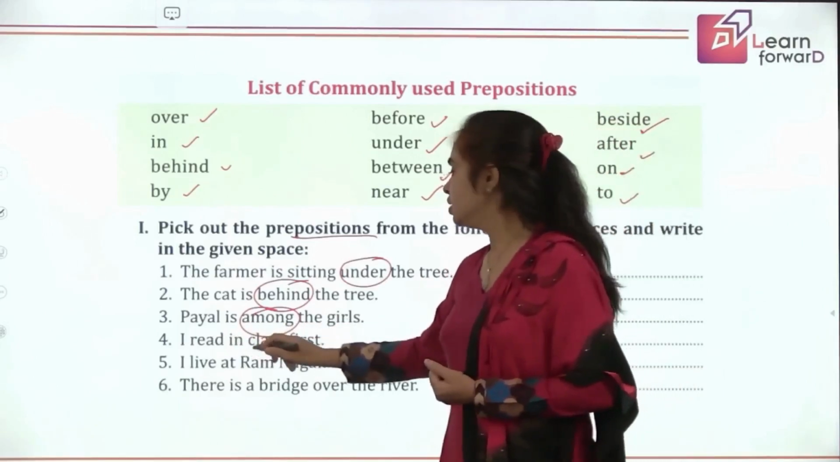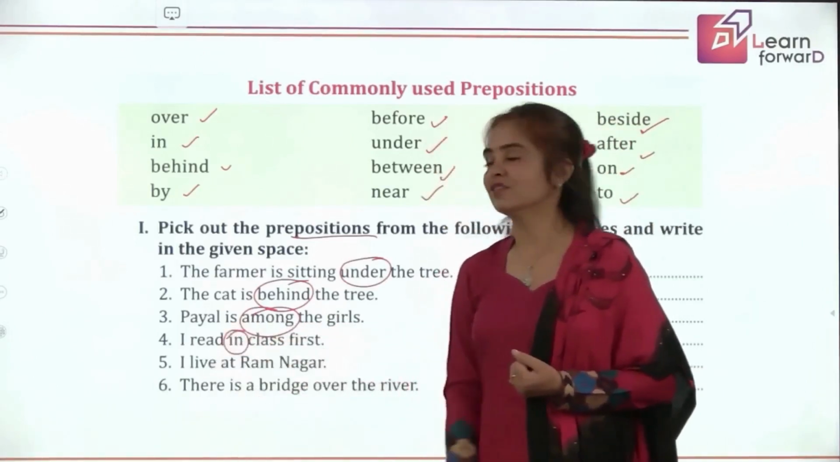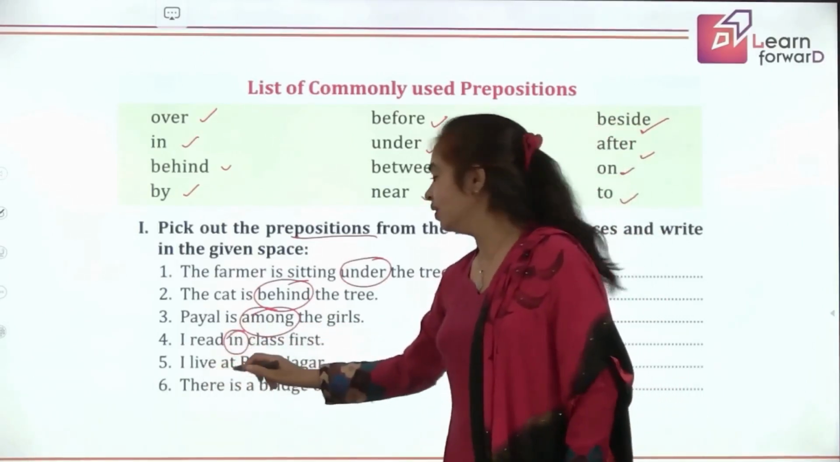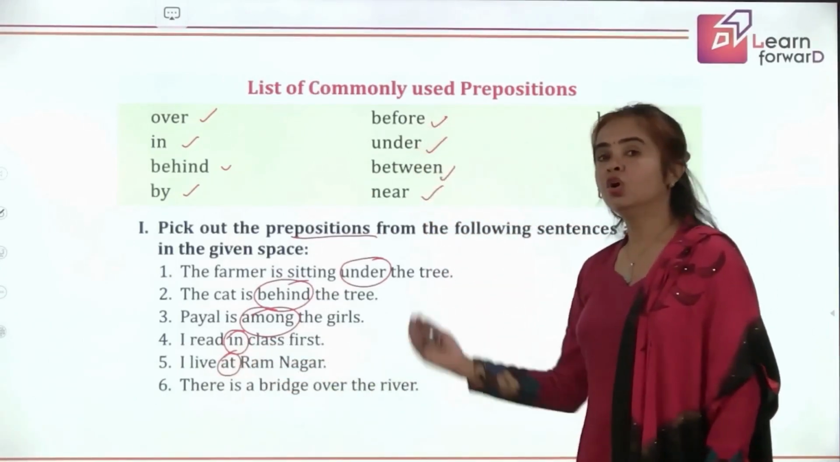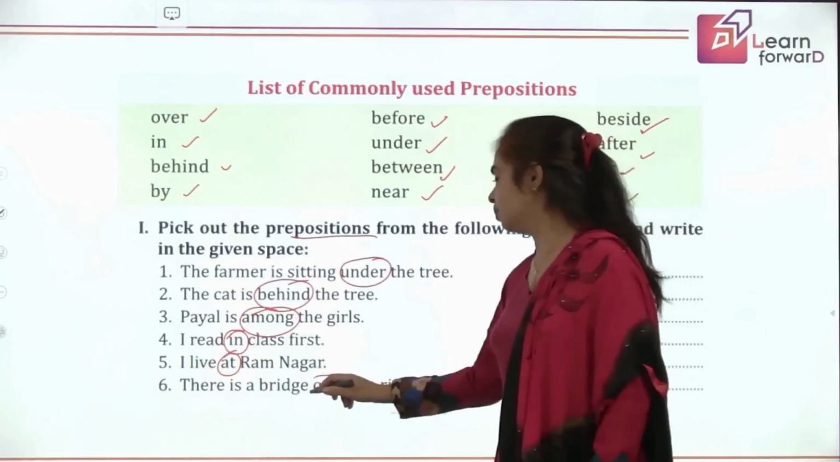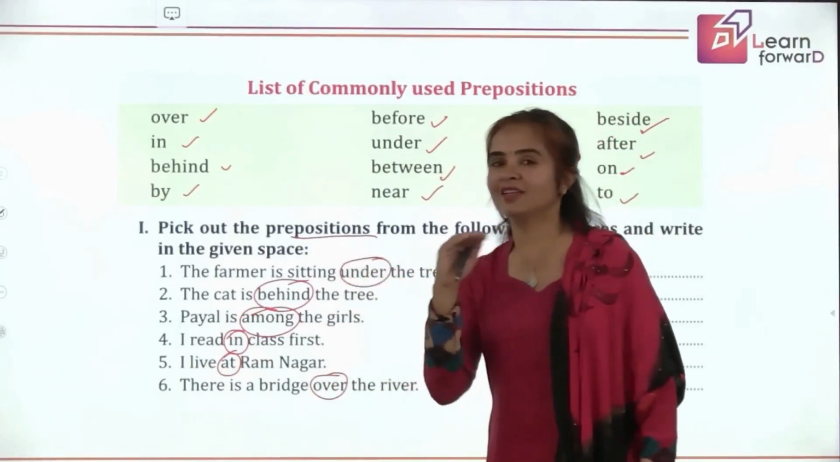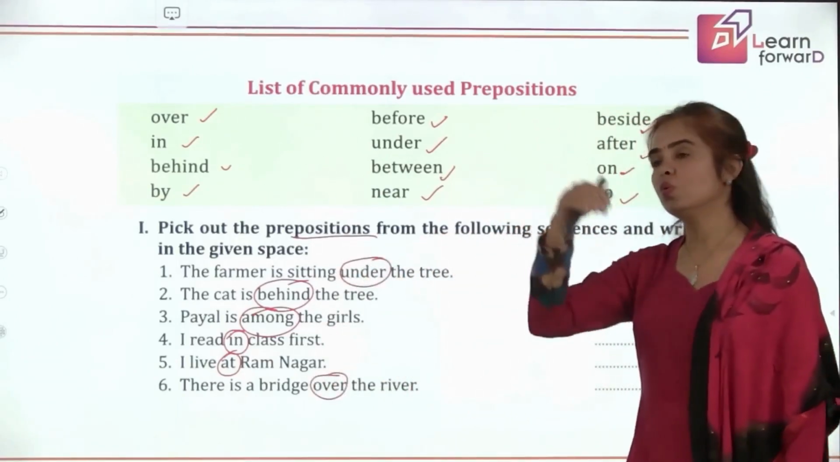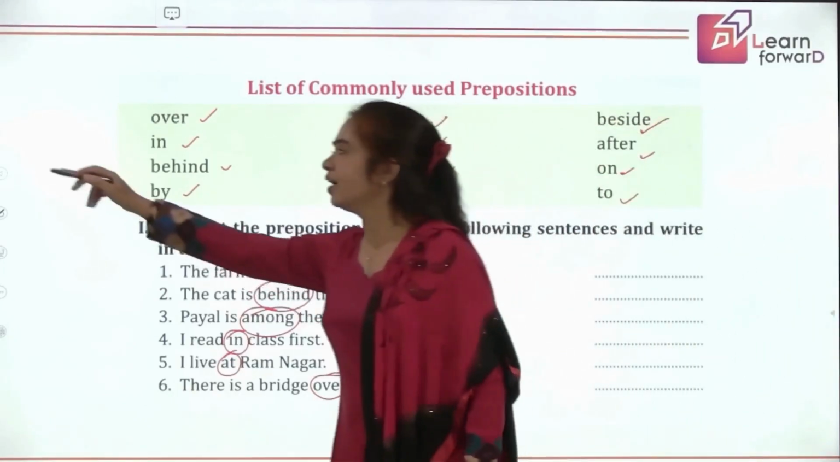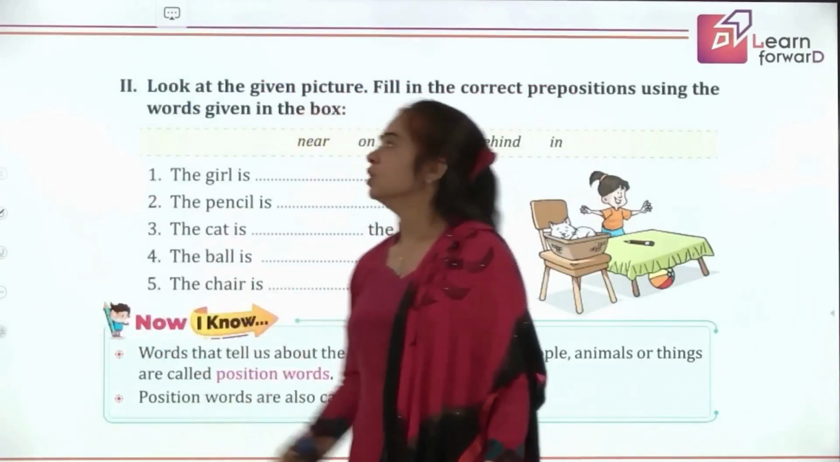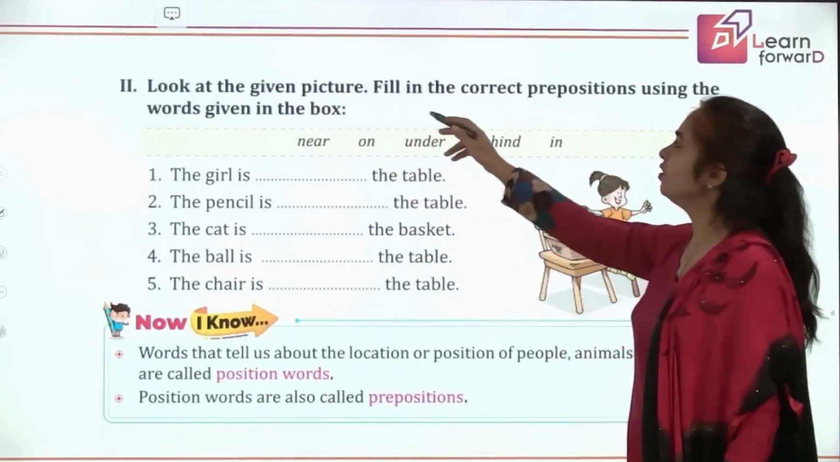I read in class first. I live at Ramnagar. There is a bridge over the river because the bridge does not touch the river. So it is over the river. I hope you have understood these few differences I have told you. Yes. So moving ahead, look at the given picture.